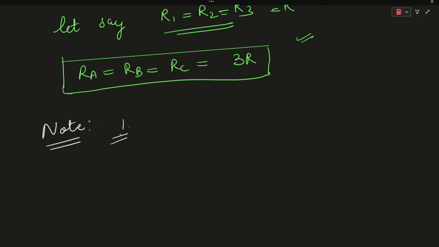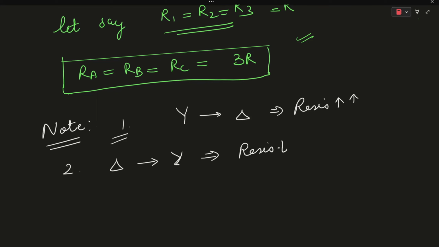From this tutorial we can easily see that when we convert a star system into a delta system, the value of the resistance increases. On the other hand, if a delta system is converted into its star version, then the value of the resistance decreases.